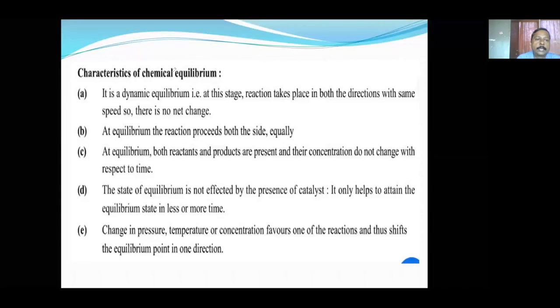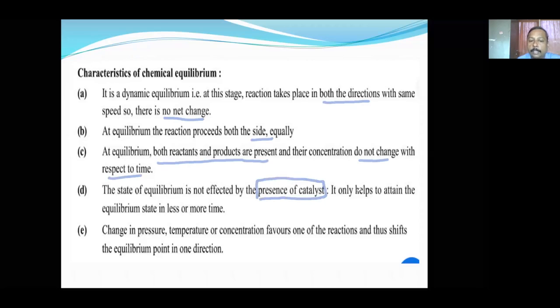Next, characteristics of chemical equilibrium. It is a dynamic equilibrium. Already I told you at this stage reaction takes place in both directions, but there is no net change. At equilibrium the reaction proceeds in both directions equally. At equilibrium, the concentration of product and reactant do not change with time. The state of equilibrium is not affected by the presence of a catalyst.